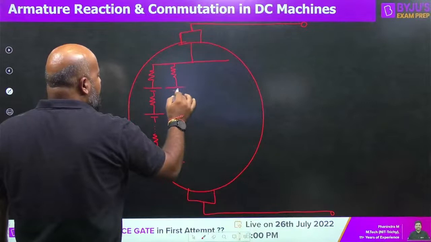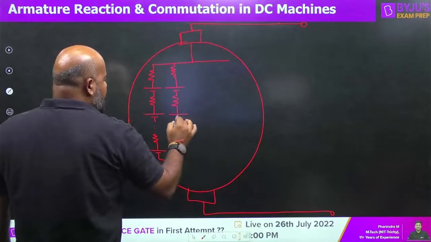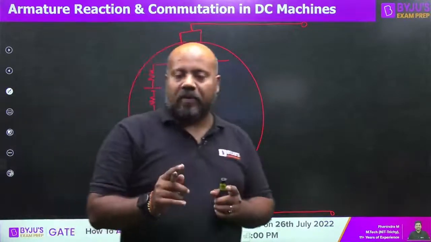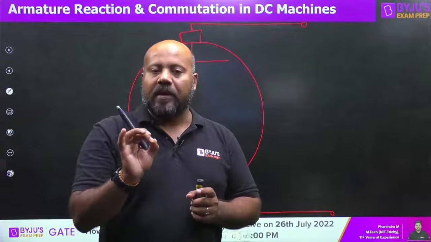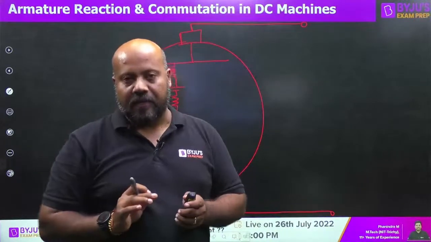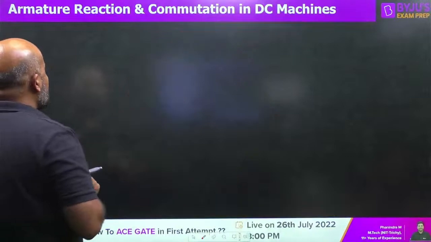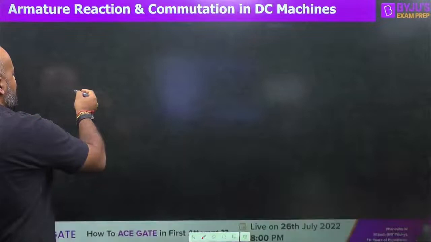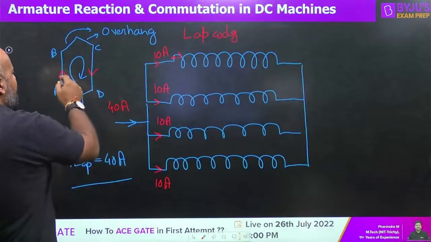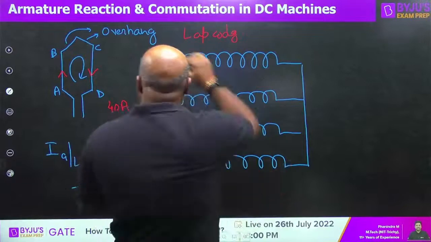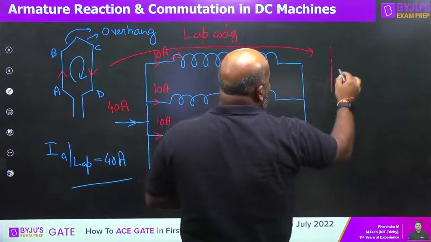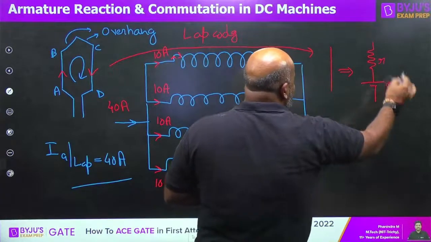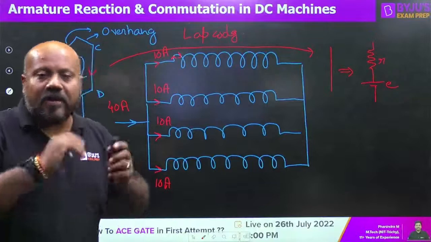There will be a number of parallel paths. In each parallel path, every single conductor we are representing with a small resistance and a small EMF induced in that conductor. For example, if you see this conductor, whether it is AB or CD, how are we representing this AB or CD? We are representing it with a small resistance and with some EMF induced. This is a small r and this is a small e. This is how we are representing the conductor in our winding.